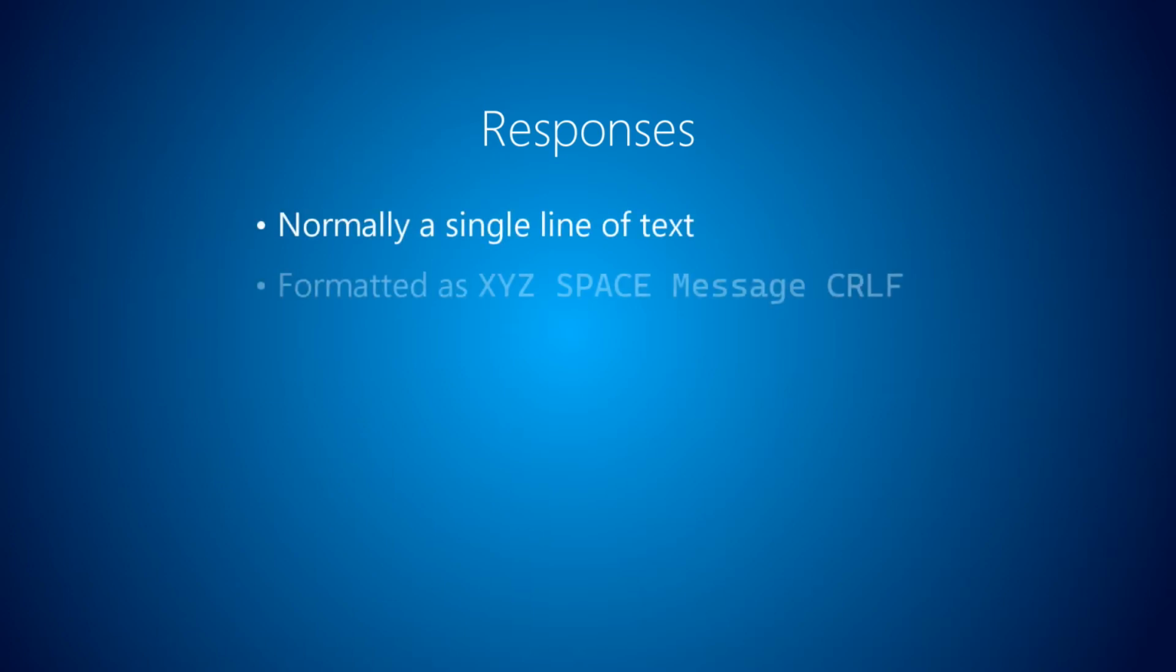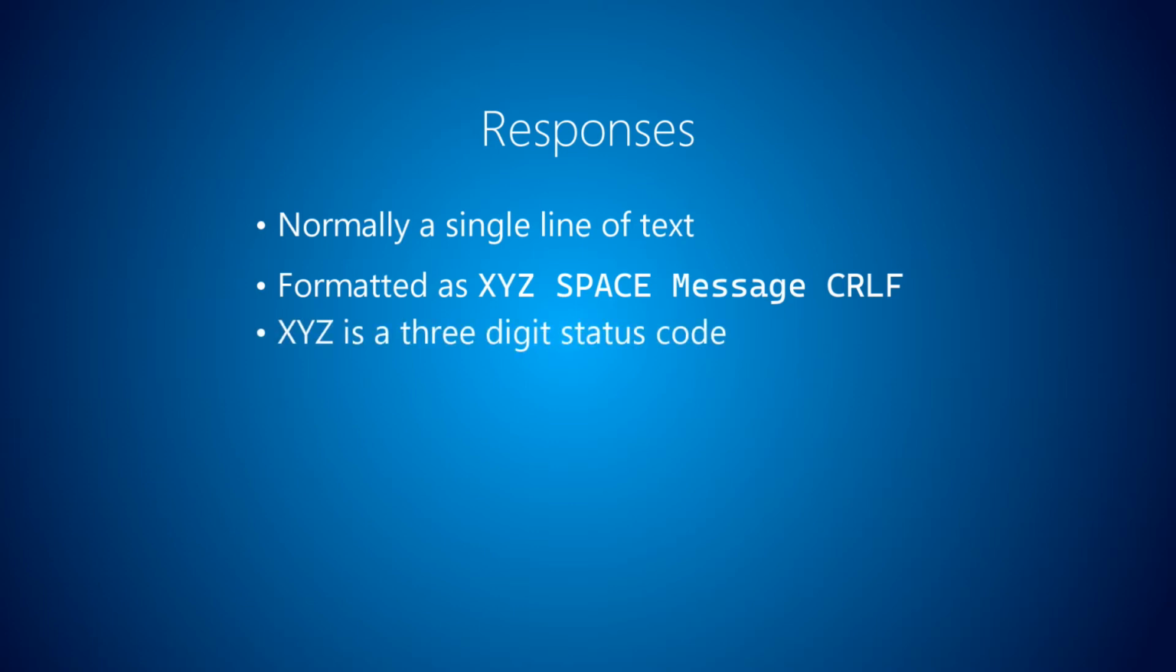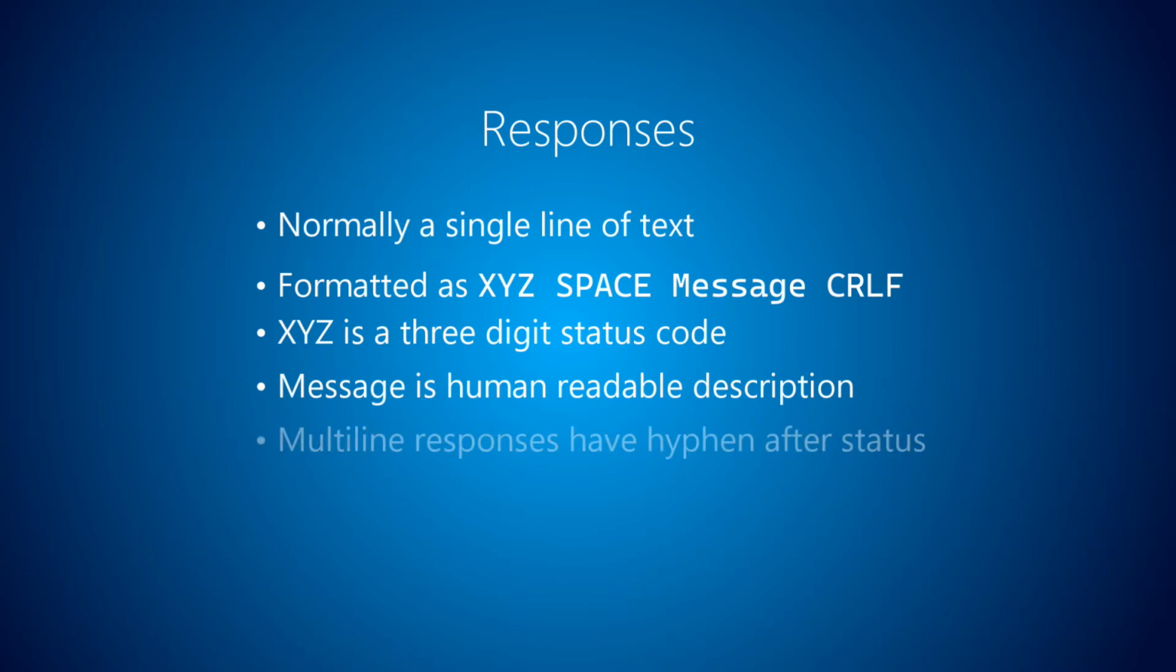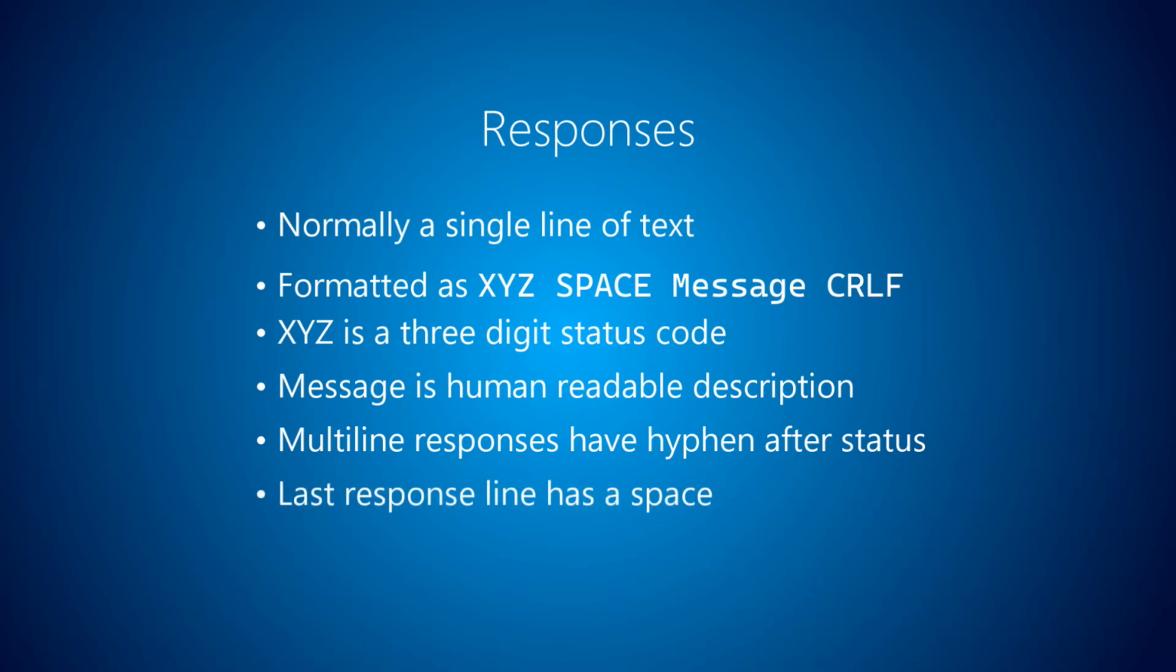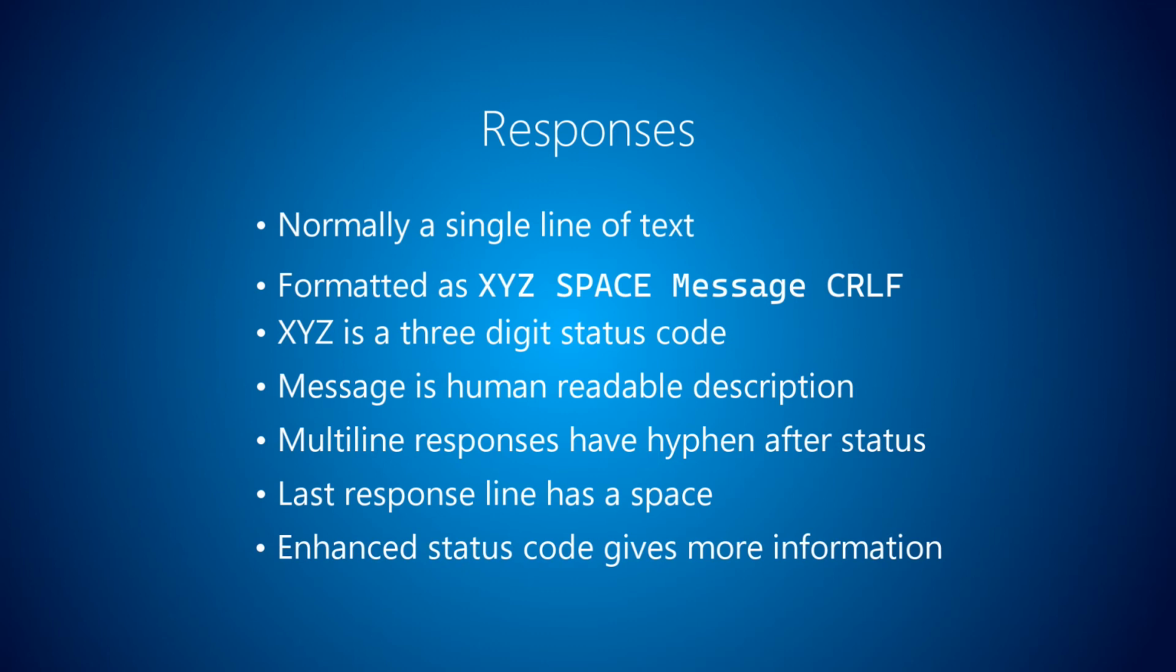Now let's look at responses in more detail. Responses are normally a single line in the format XYZ space message CRLF, where XYZ is a 3-digit status code and message is a human-readable description of the status. An MTA can return multiple responses to a single command by replacing the space after the status code with a hyphen. The last line of the response must have a space after the status code. We'll see how this is used later with the hello command. Some responses also contain an enhanced status code that gives more information about the status.